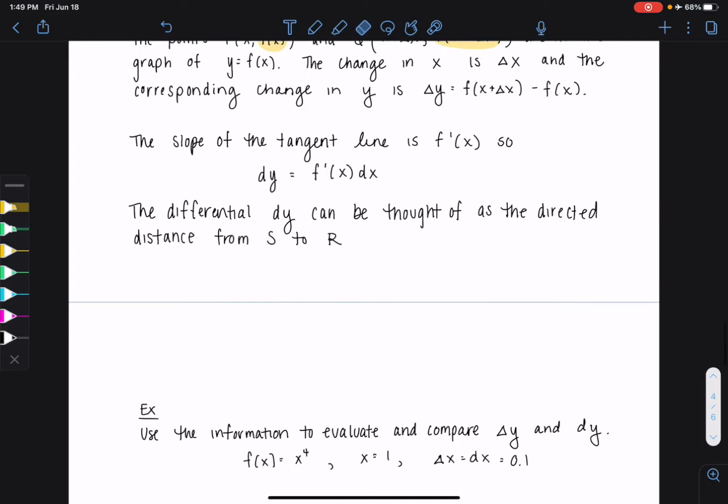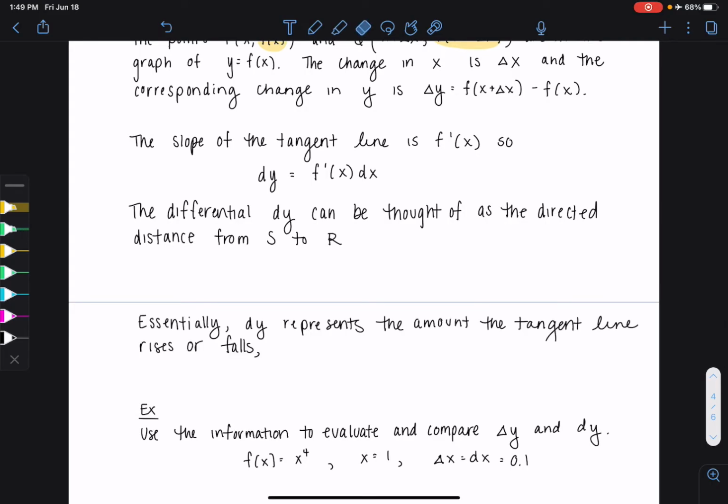In other words, dy is basically representing the amount the tangent line rises or falls, where delta y is representing the amount the function rises or falls. So we've used this notation dy over dx to mean the rate of change, that Leibniz notation, but it's also representing differentials. So it's giving us that slope of the tangent line. It is the change in my tangent line y values divided by the change in my x values.